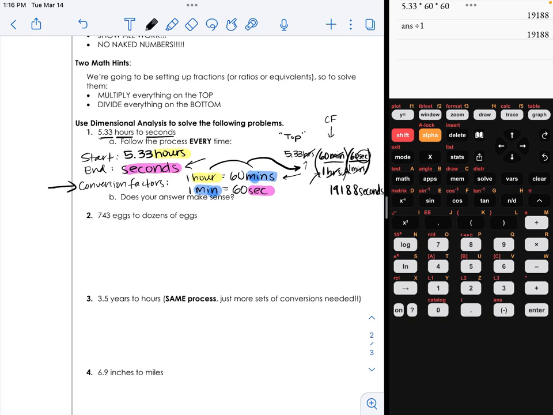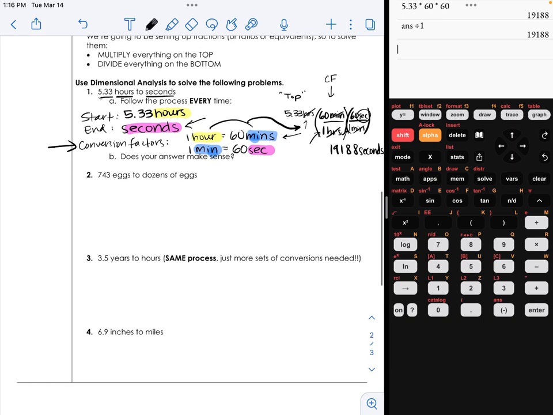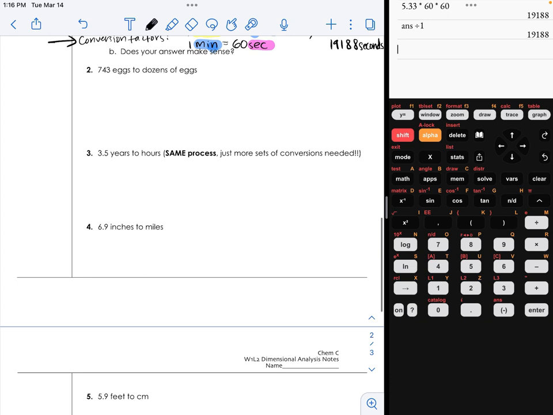All right, let's do another one. I'm going to do 3.5 years to hours, number 3 here. So scroll down to number 3. Starting point, 3.5 years. I know that because it's a number and a unit. Ending point, hours. It's just a plain old unit.